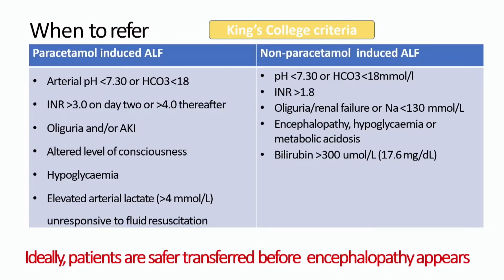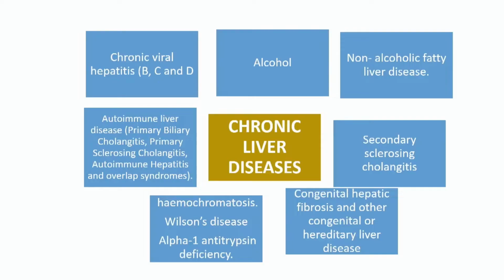In non-paracetamol cases: pH less than 7.3, INR more than 1.8, oliguric renal failure, or hyponatremia with sodium less than 130, encephalopathy, hypoglycemia, metabolic acidosis, and serum bilirubin more than 300. In an ideal setting, the patient should be transferred to the liver transplantation unit before the encephalopathy appears.